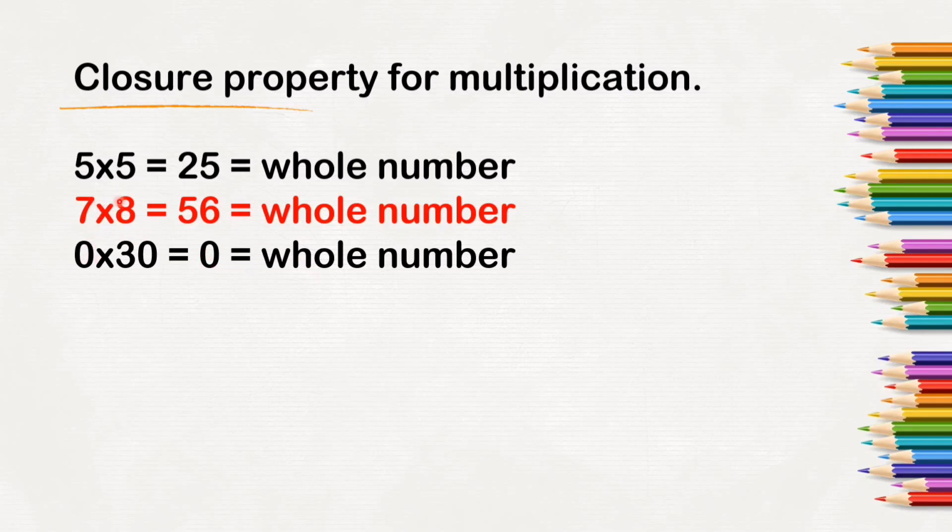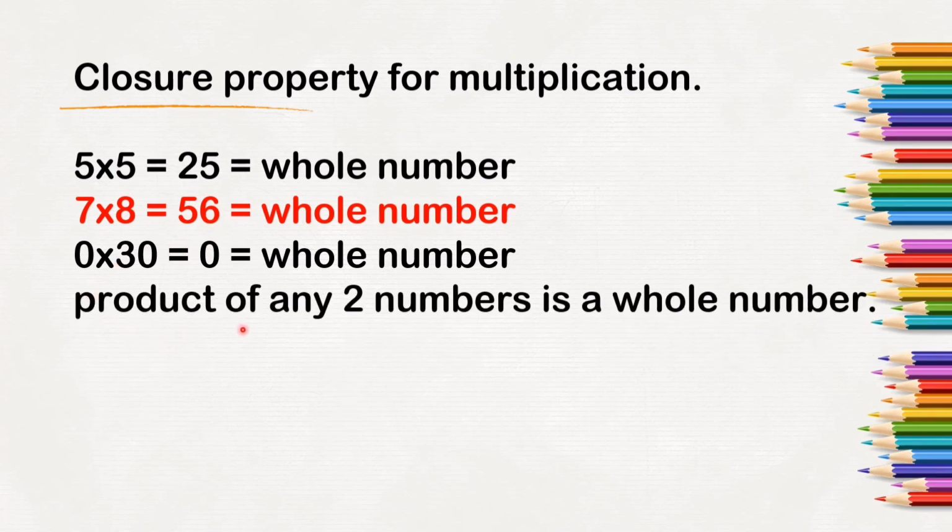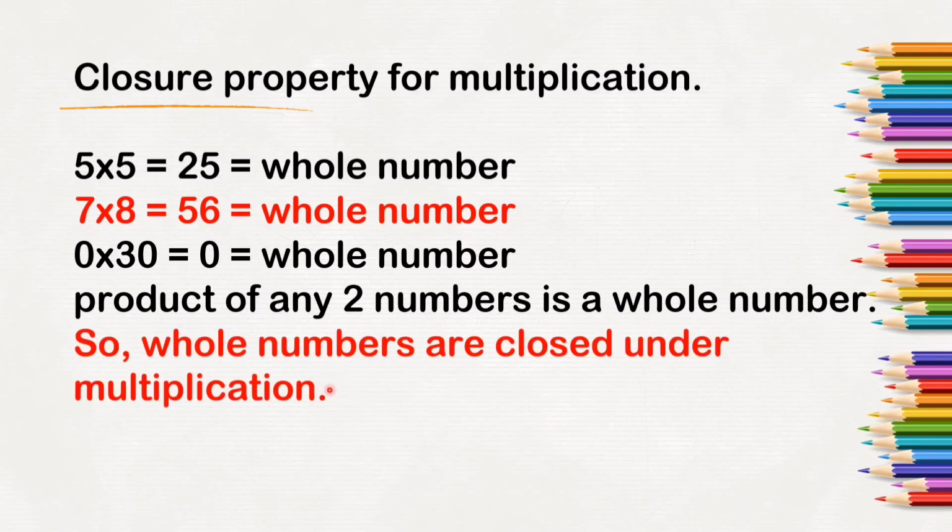So, when we multiply any two whole numbers, we are getting the result as a whole number. So, the product of any two numbers is a whole number. So, whole numbers are closed under multiplication.